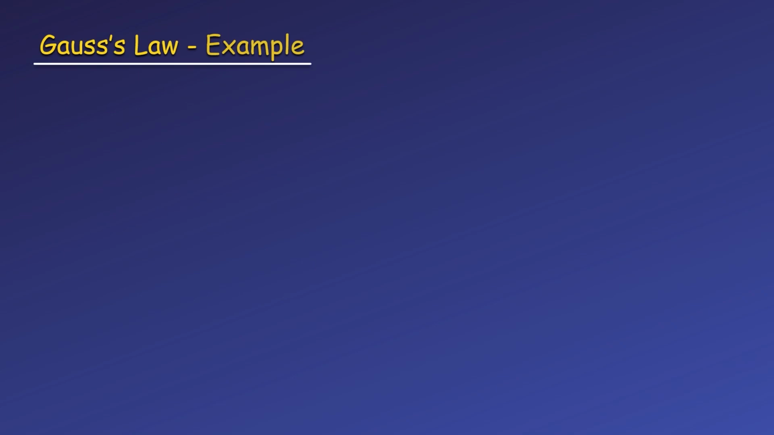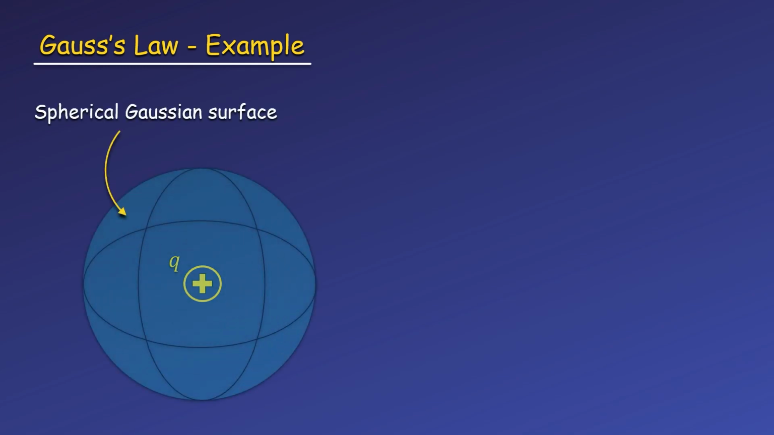Let's look at the simplest case to see how this all works. We'll use Gauss's law to find the electric field of a positive point charge. The first step is to use symmetry to determine the shape of our Gaussian surface. It should match the symmetry of our charge distribution, or in this case, the symmetry of a point charge. A point charge produces a field radially outward in all directions, which is a spherical symmetry. So our Gaussian surface will be a sphere surrounding and enclosing the point charge.